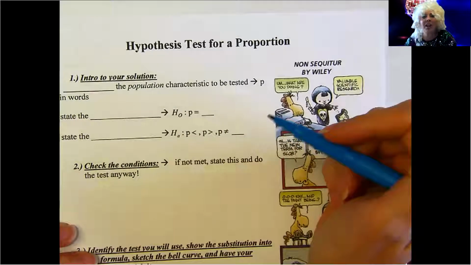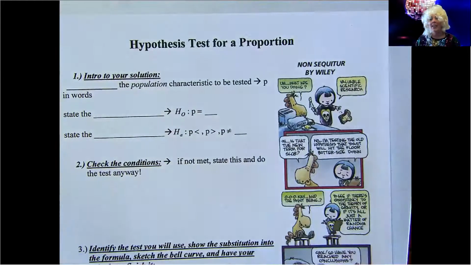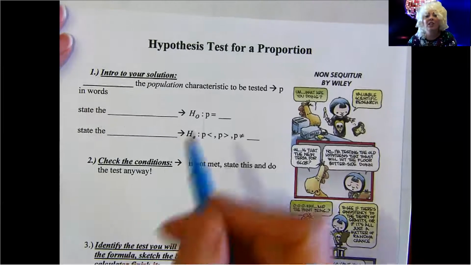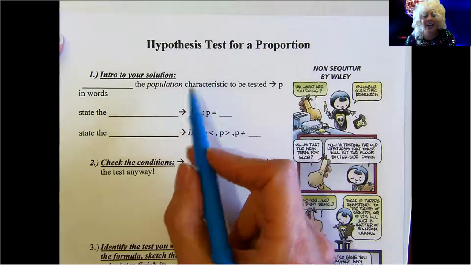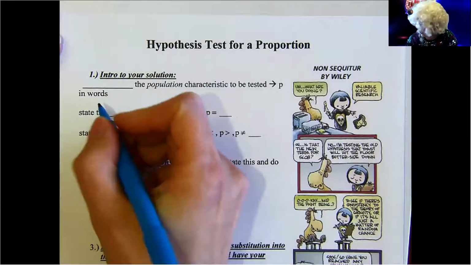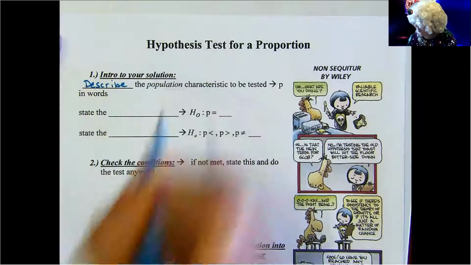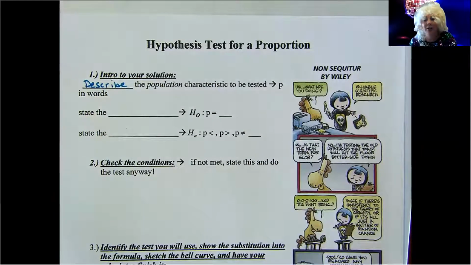All right. We are continuing on with hypothesis testing. You saw all the lingo yesterday, all the cool symbols and the H0. But now I'm going to show you the formulas today. So the very first thing you're going to want to do on these hypothesis tests is, of course, describe the population. And today we're going to focus on P.